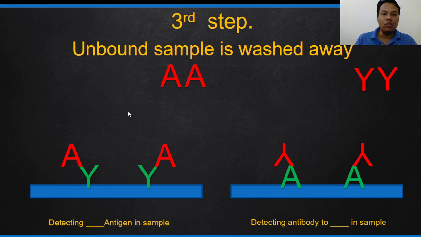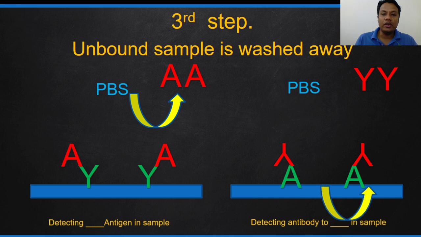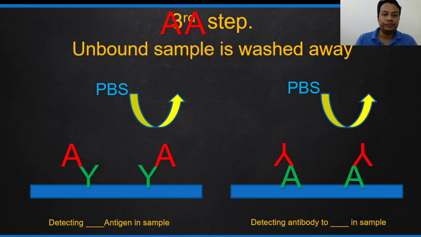So what to do? We need to wash away the remaining unbound antigen or antibodies. One of the buffers that can be used is phosphate buffer solution to wash away the unbound sample. We don't need the unbound sample around because we don't want them to react with the conjugated antibodies.